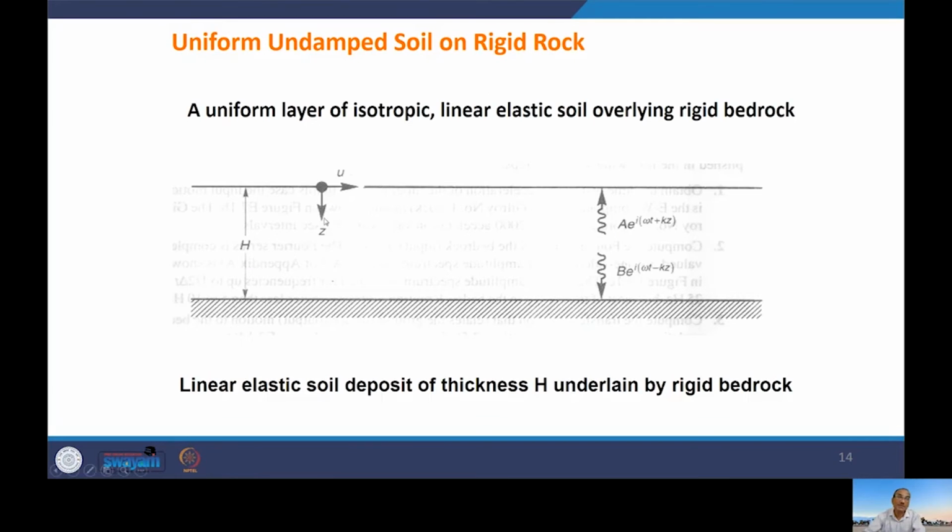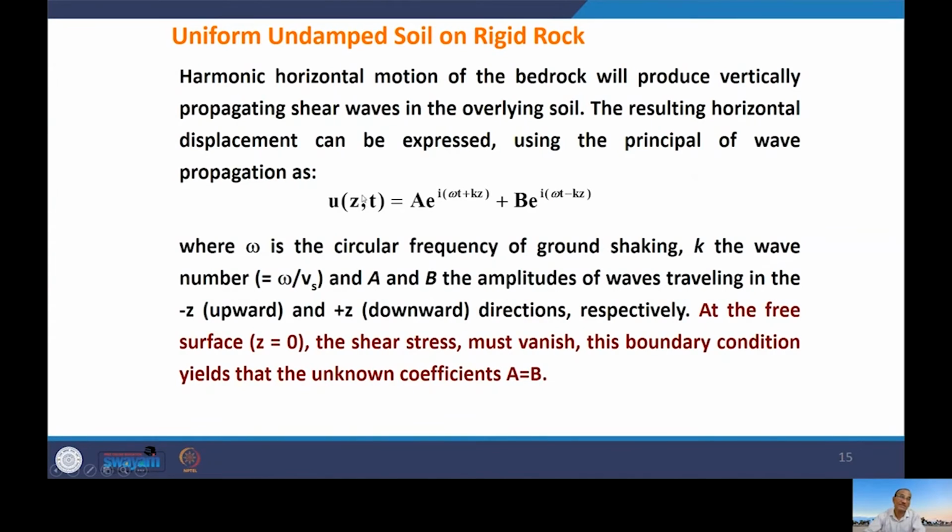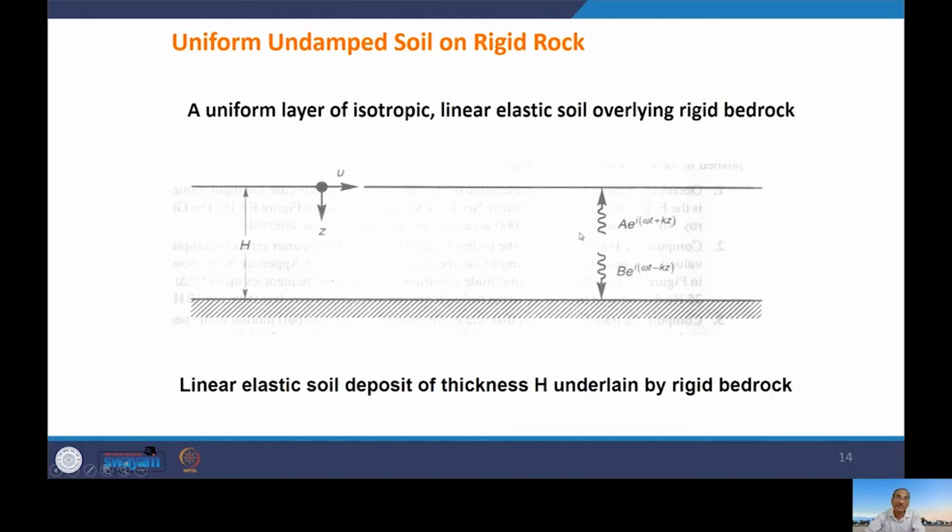First of all, this displacement u will be a function of z and t, where z is the depth and t is the time. So as the time changes, it will change, and as the depth changes, it will change. Now this displacement comes from two components of waves. One is traveling upward, another is traveling downward, and the two components have the characteristics omega t plus kz, and omega t minus kz. What is omega? Omega is the frequency of excitation, the angular frequency. What is t? t is time, and z is depth.